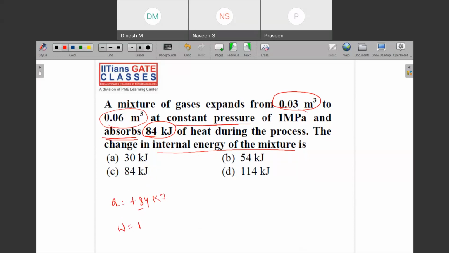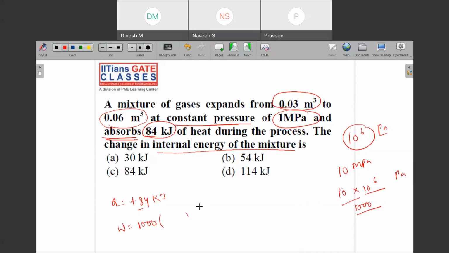So I will convert it into kilopascal, and 1 megapascal means 10 to the power 6. Like let us say it says 10 megapascal, then you will do 10 into 10 to the power 6. This is in Pascal. To convert it into kilopascal, you will divide it by 1000, right? So 10 to the power 6 divided by 1000 becomes 1000 kilopascal.